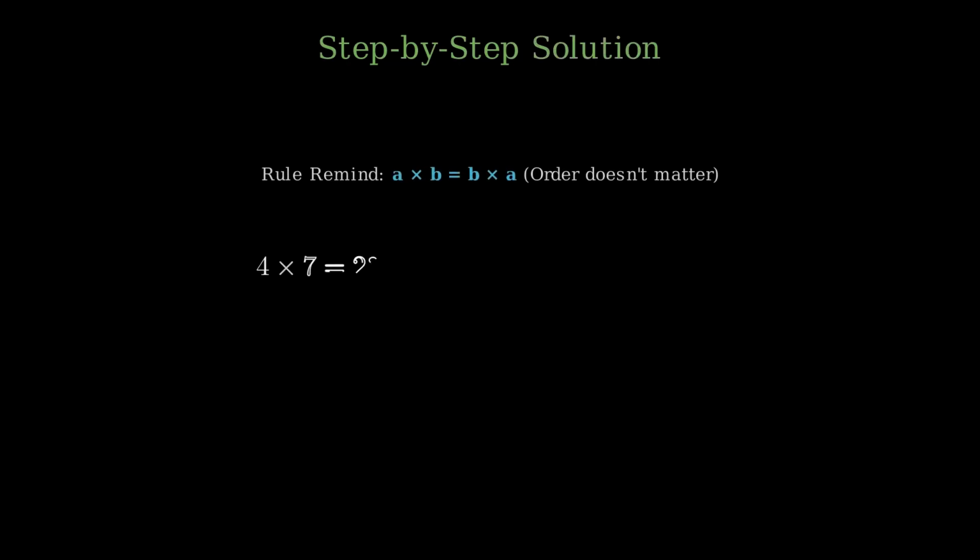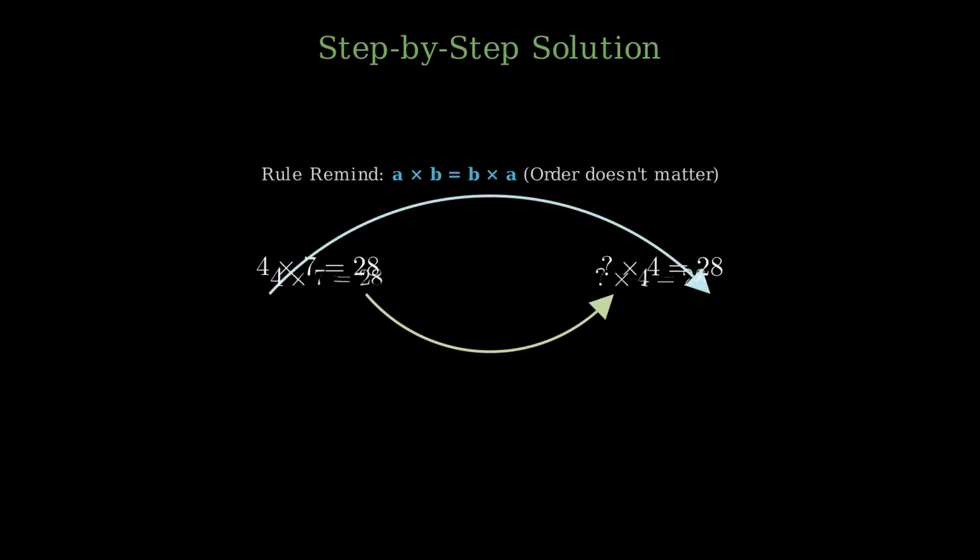Let's solve it together. The commutative property states that for multiplication, the order of the numbers does not change the final result. Since 4 times 7 equals 28, swapping the order tells us that 7 times 4 must also equal 28. Therefore, the missing number in the blank is 7. Excellent job!